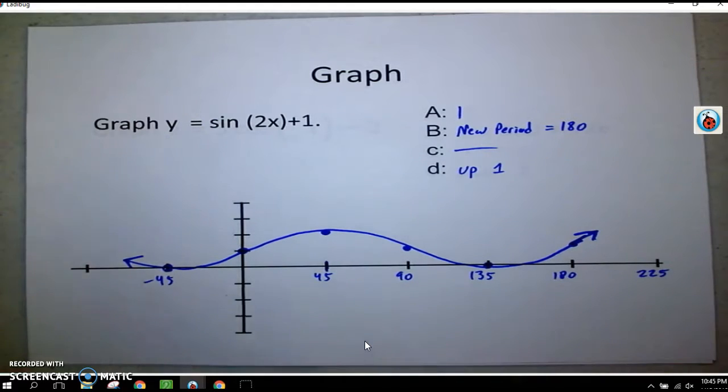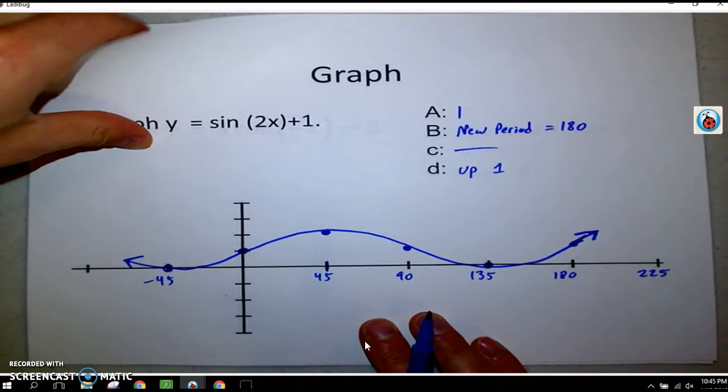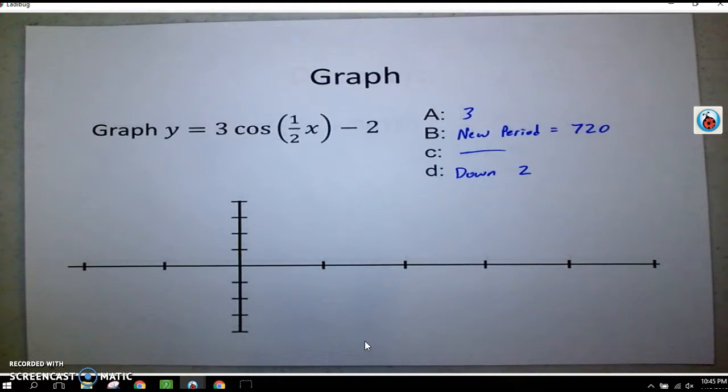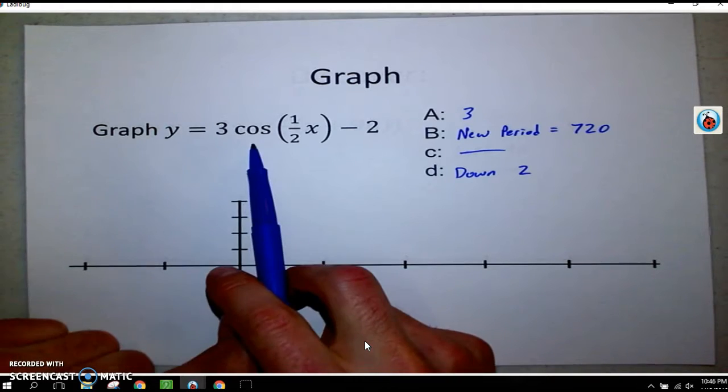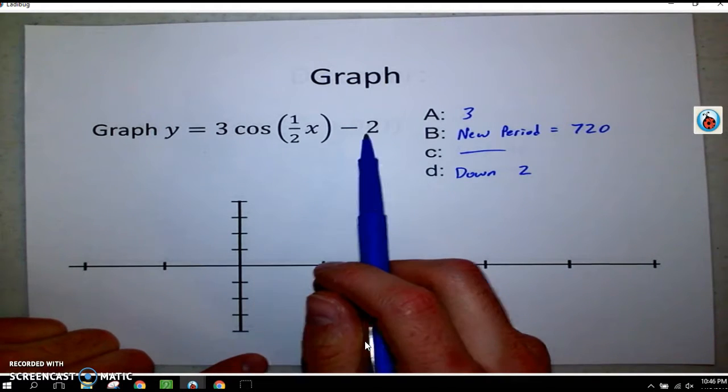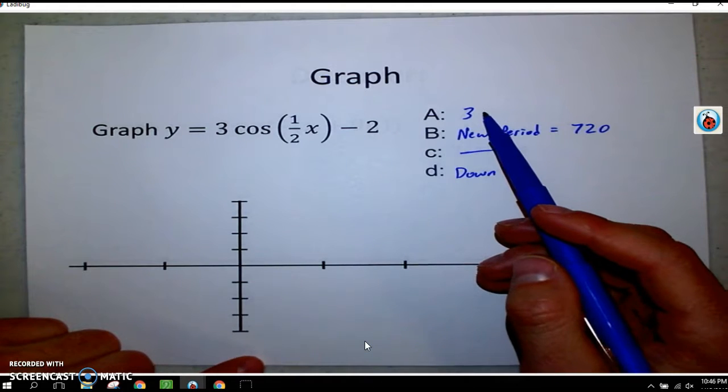And ending with some arrows. And another example right here. Let's go ahead and do y equals 3 cosine 1/2 x minus 2. So I've got a new amplitude.